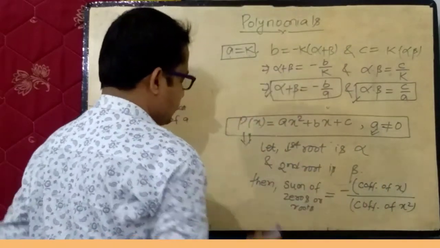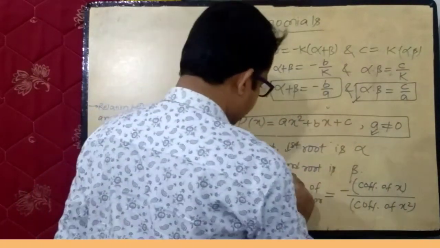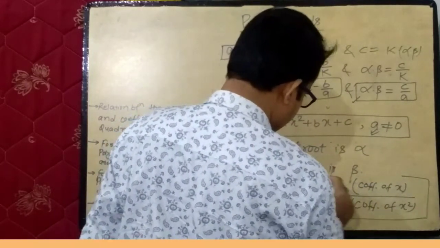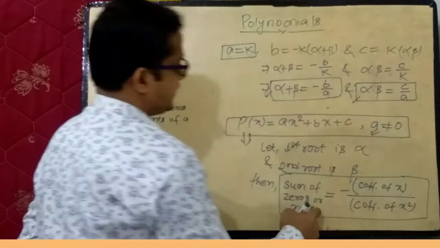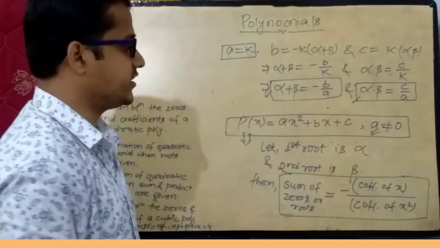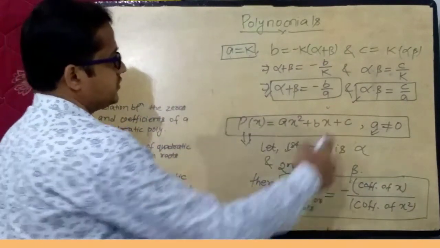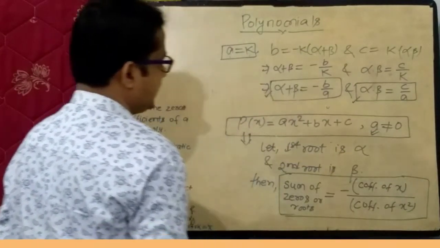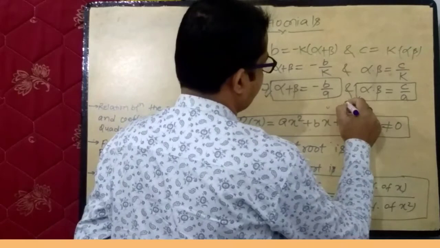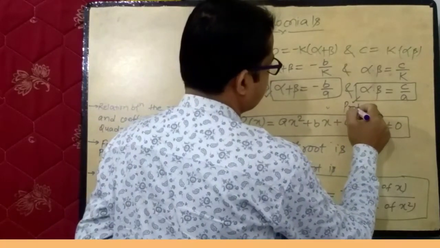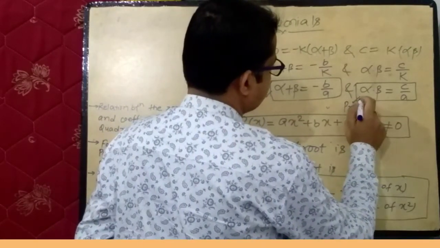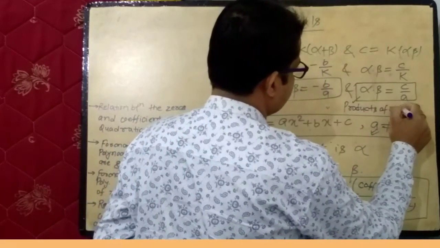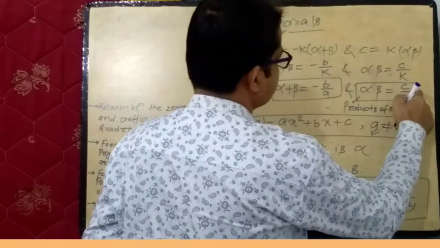Then this is the formula to calculate the relation between zeros and coefficient of a quadratic polynomial. Also, the second form is alpha into beta equals c upon a. That means the product of roots equals c upon a.